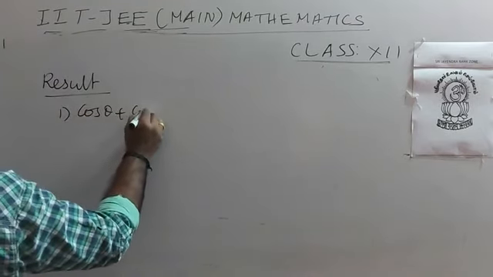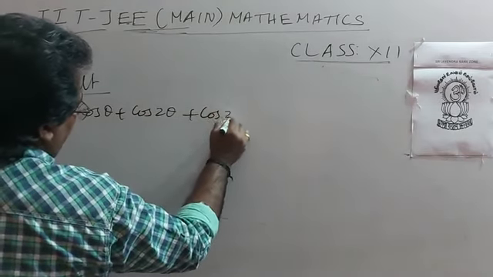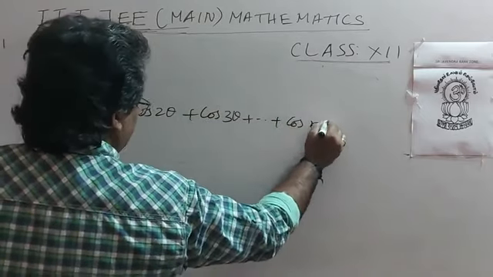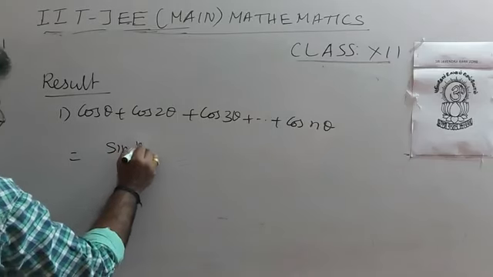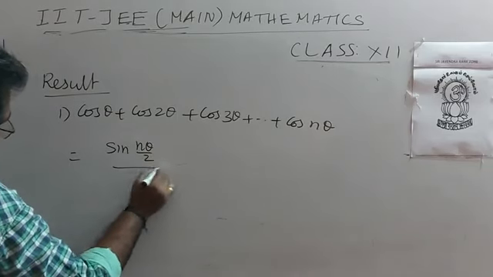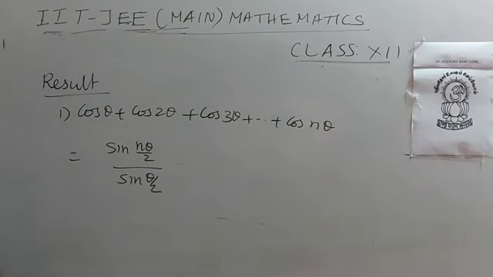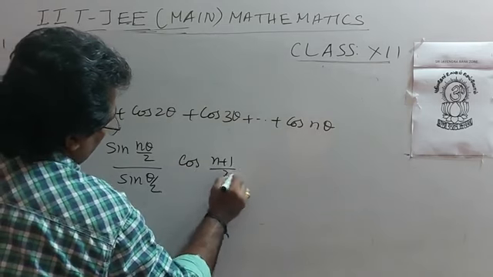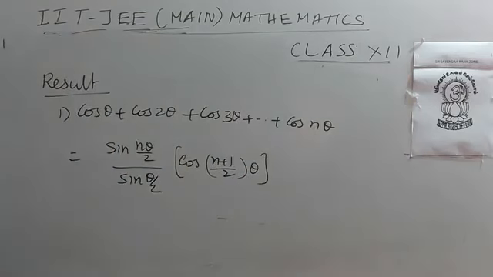cos theta plus cos 2 theta plus cos 3 theta plus etc. plus cos n theta equal to sin n theta by 2 by sin theta by 2 into cos n plus 1 by 2 into theta.